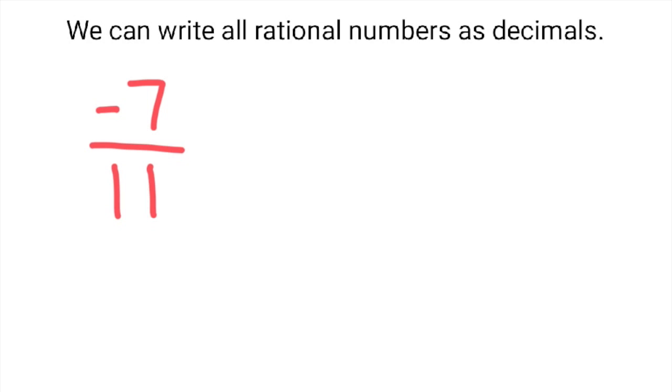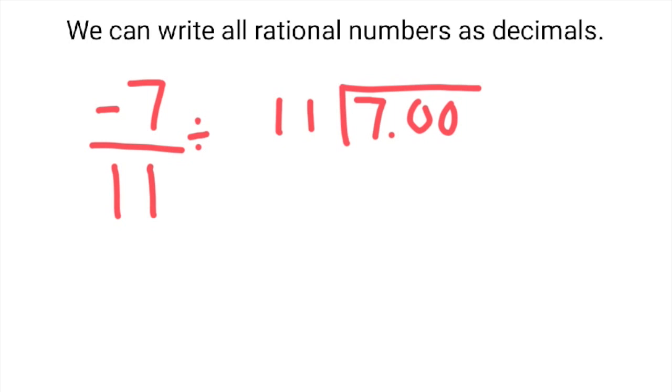Write this rational number as a decimal, negative 7/11ths. So again, we do the same thing. We remember that the fraction bar means division, and it's numerator divided by the denominator. So we've got 7 divided by 11. Again, the 11 can't go into 7, so we put a bunch of zeros. It's still 7.